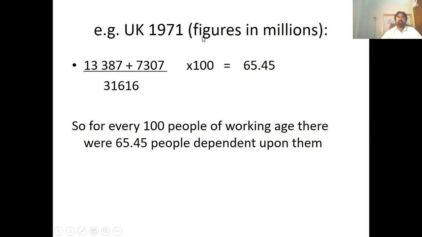For example, UK 1971 figures in millions. These are people in millions: 13.387 million and 7.307 million over 31.616 million, times 100, that makes 65.45. So for every 100 people of working age, there were 65.4 people dependent upon them. If 100 people were active, productive, earners, they had to support 65 people.